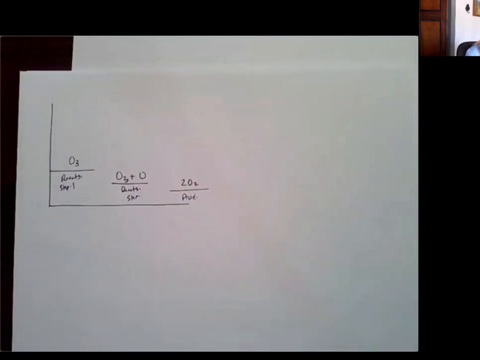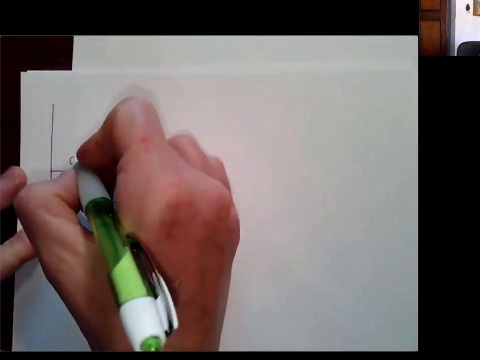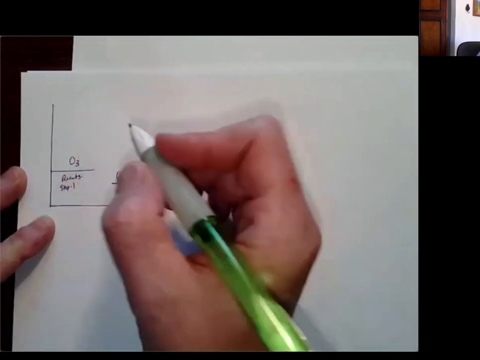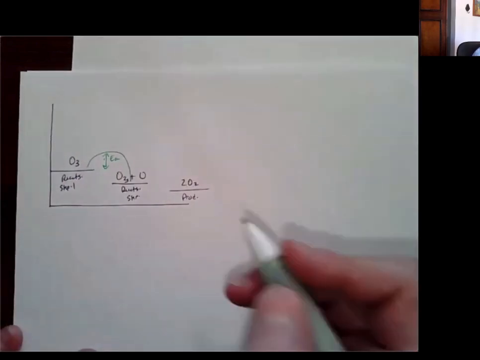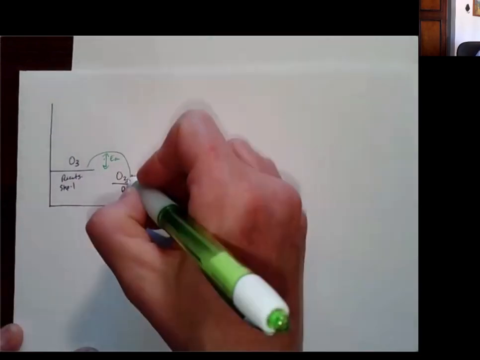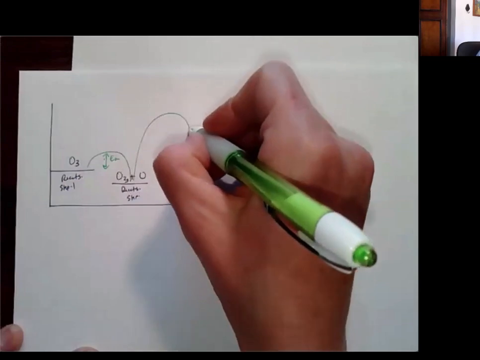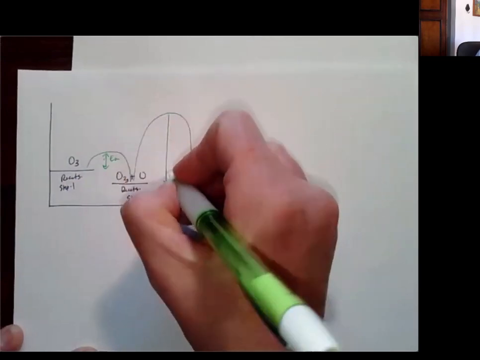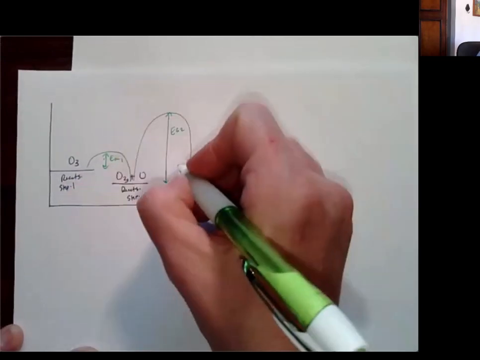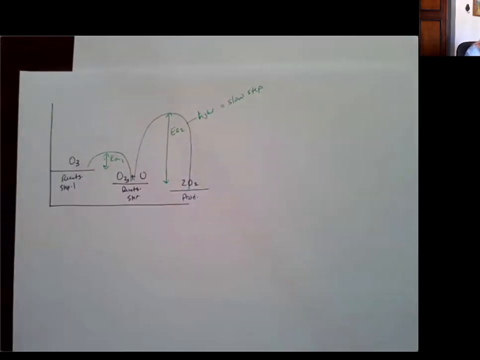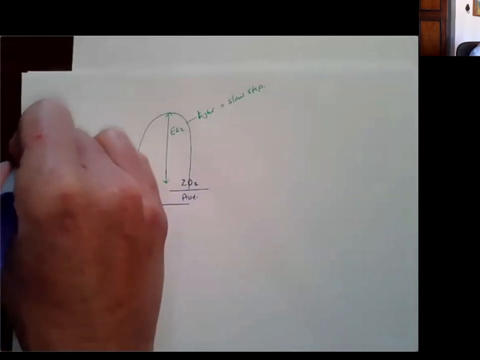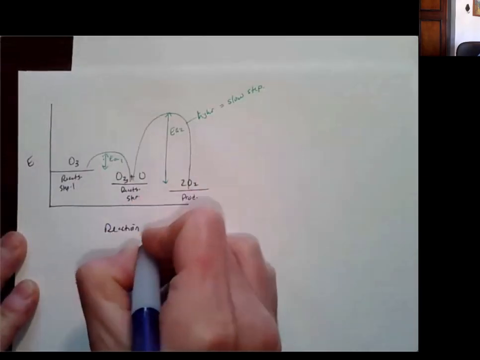This first step is fast, so this is going to have a relatively low activation energy. This is my activation energy for step 1. Step 2, this is my slow step, so it's going to have a higher activation energy. This activation energy here, Ea2, is much higher, because this is my slow step. All right, so this would be what would happen. This is energy, and this is my reaction as it progresses.